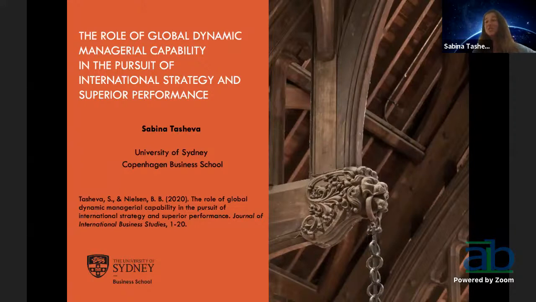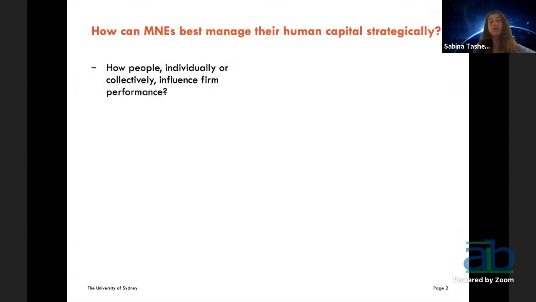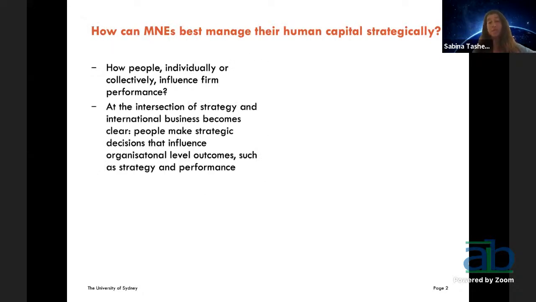So we have yet another shift in the focus, and this time we're talking about managerial level capital or human capital. When Dana and I had a brief conversation about this last week, I really like the question that she asked: how can MNEs best manage their strategic human capital? And particularly the question how people individually or collectively influence firm performance is something that has been debated across various disciplines for a long time. As somebody who has worked at the intersection of strategy and international business for quite some time now, it becomes very clear that people make strategic decisions that influence organizational level outcomes, such as strategy and performance.